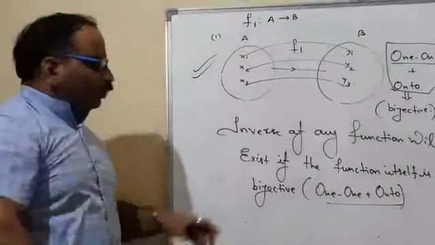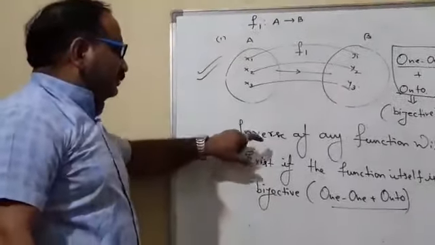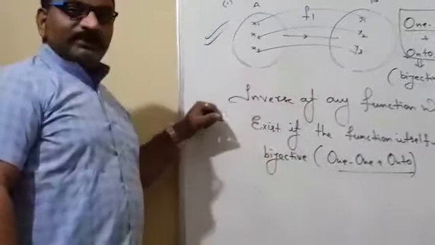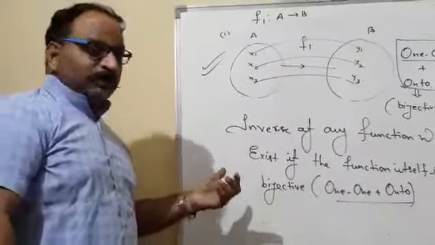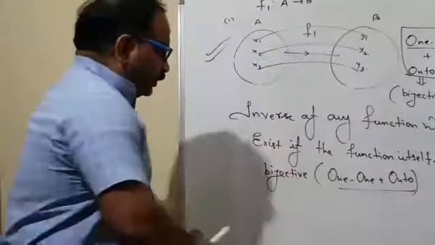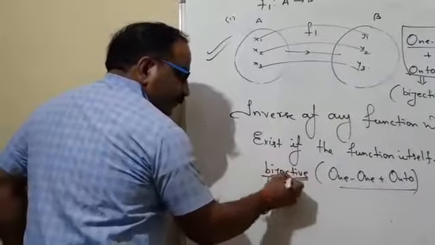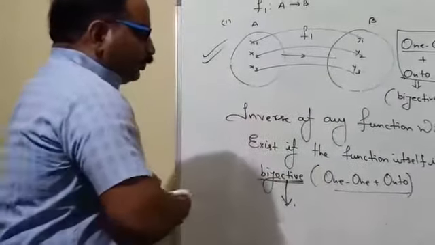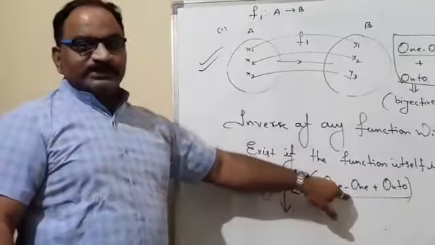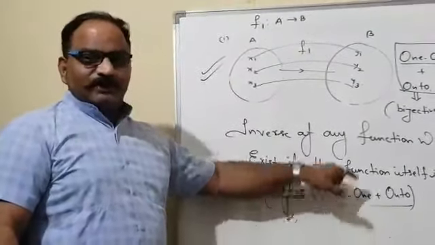will exist. Moreover, for examination purposes, questions come saying show that the function is invertible. That means to say what do we have to prove? We have to prove the inverse of the function will exist, and the condition is only one. What? That it is bijective. So we have to prove the function is one-one and onto. If we are able to prove that, then we can say the function is invertible, or the inverse of the function will exist.